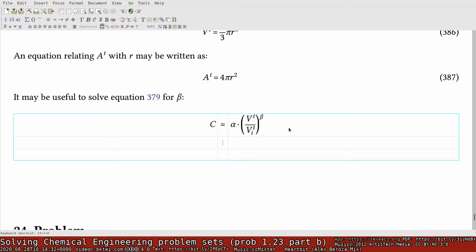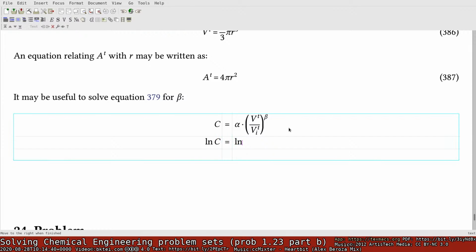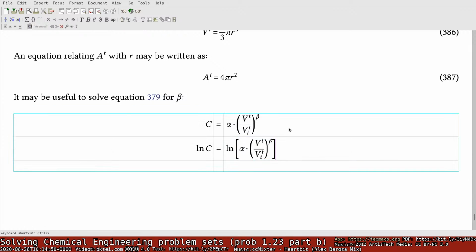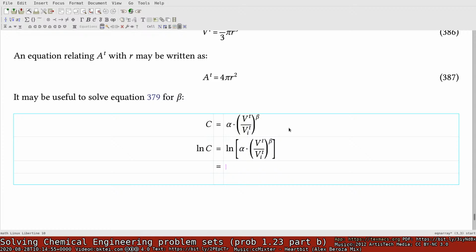Let's do this. Natural log of c equals natural log of that equals... I guess we did go into logarithms in any case. Natural log of alpha.